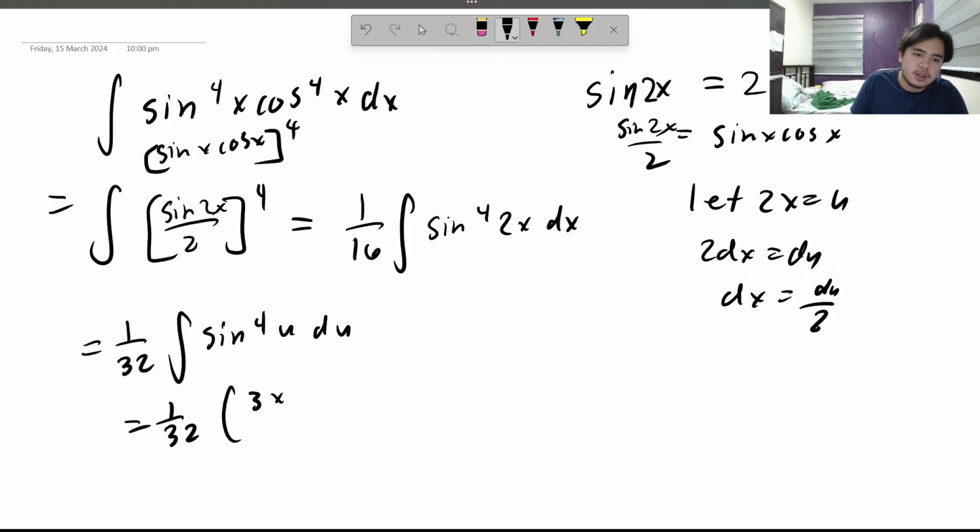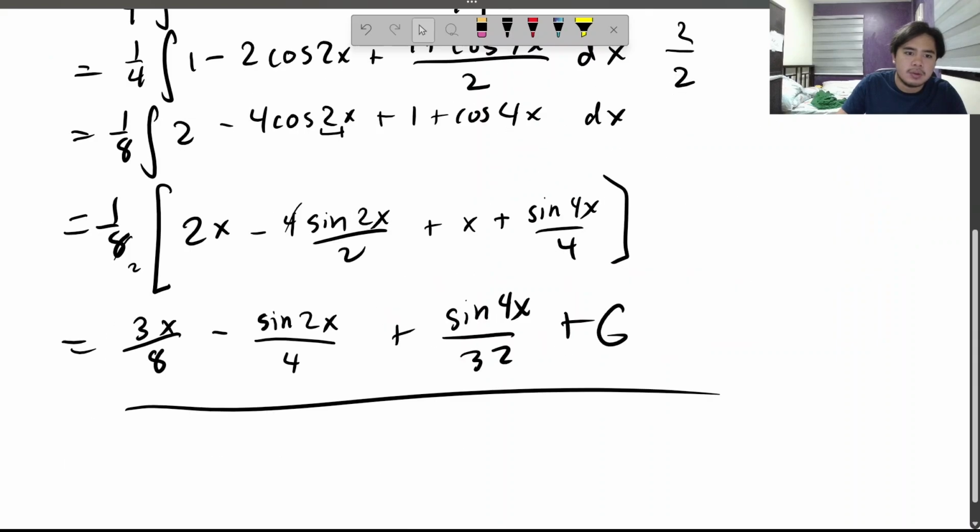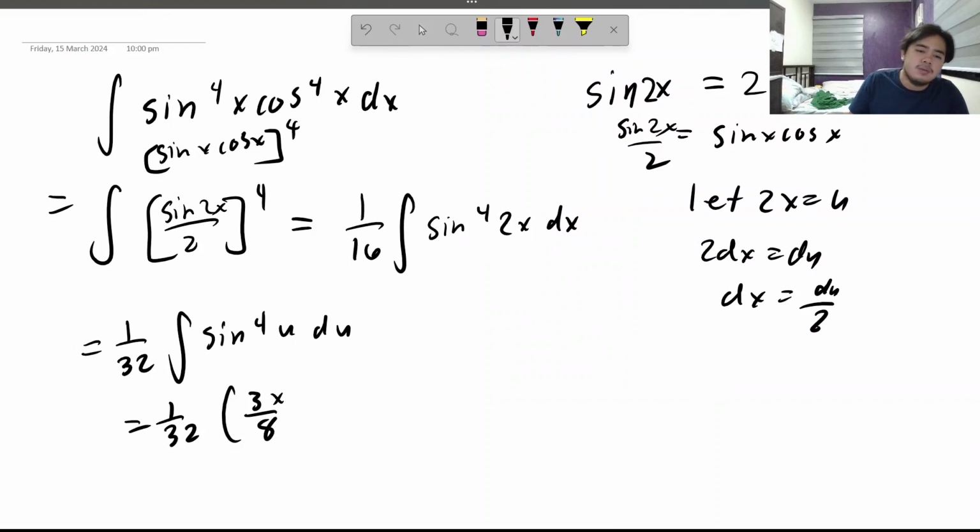Then 3x over 8, let me just review it again. Not that one, this one. Minus sine 2x over 4 plus sine 4x over 32. Okay. Minus sine 2x over 4 plus sine 4x over 32.